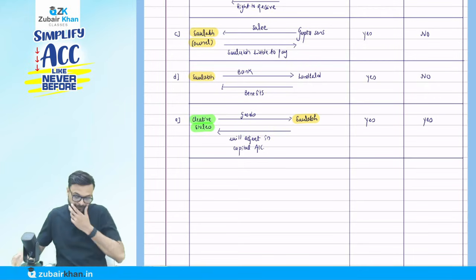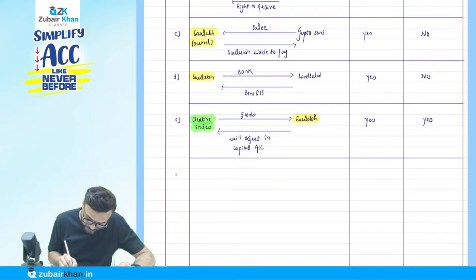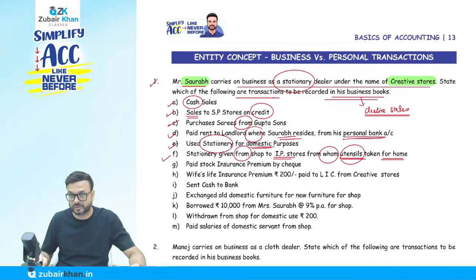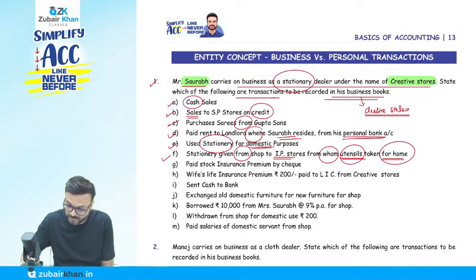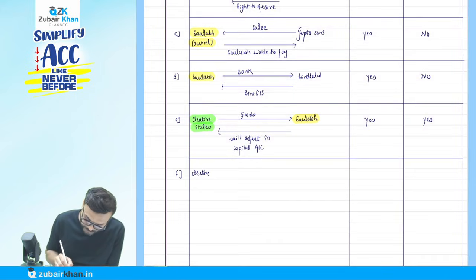Okay. Next point is F. What it says in point number F. It says that stationery given from shop to IP stores, from whom utensils are taken for home. Home means Saurabh. So understand what they are saying to you. So this is the entity creative stores.